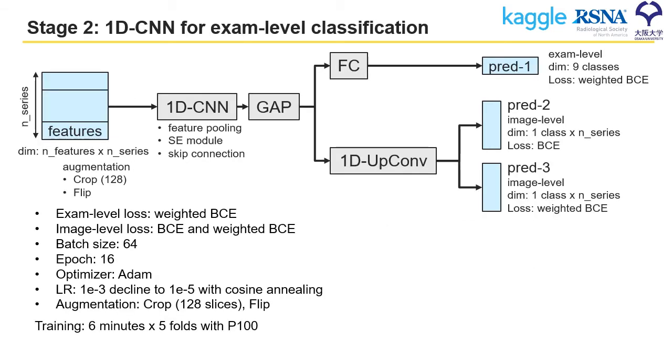In stage 2, I trained 1D CNN for exam level classifications. As input, I used feature sequences. Feature pooling, SE module, and skip connections are employed in the models.